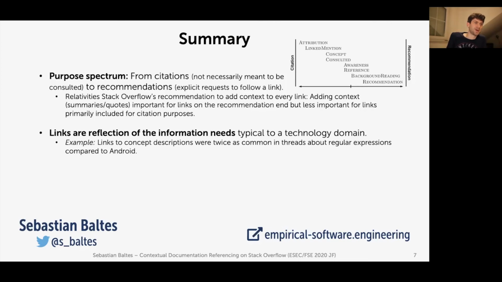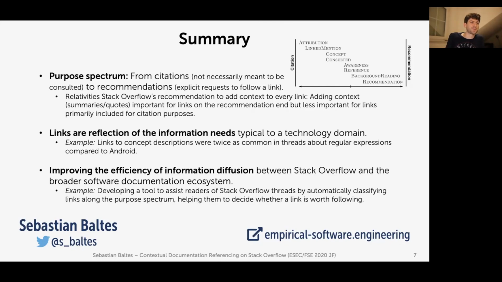As I already mentioned, links are also a reflection of the information needs of a certain technology domain. We found considerable differences. For example, links to concept descriptions were much more common in one of our cases, regular expressions, compared to the other case, which was Android, which makes sense because regular expressions have a strong theoretical foundation.